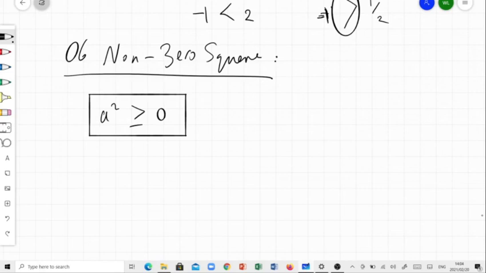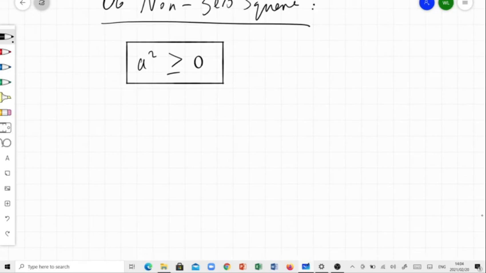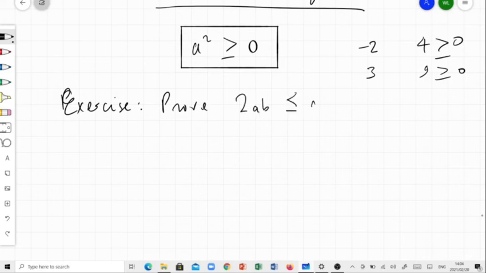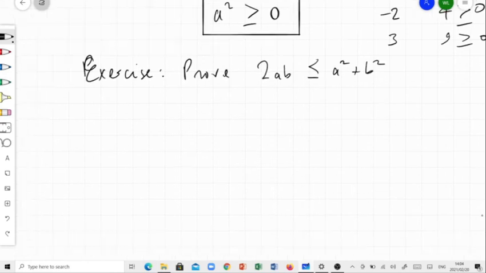So for example, let's look at -2. I square it. What do I get? 4. That's positive. If I take 3, square it, 9, positive. No matter what. So let's use this to do our first exercise of 2021. Prove using the non-zero square that 2ab is smaller than a squared plus b squared. So if I take the product of two numbers and I double it up, that number is dominated by the sum of the squares.